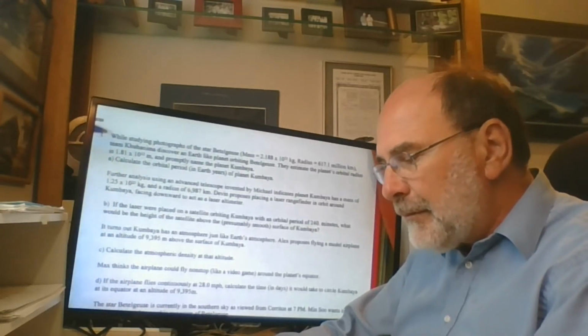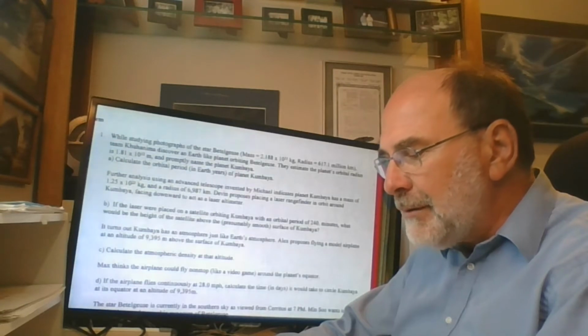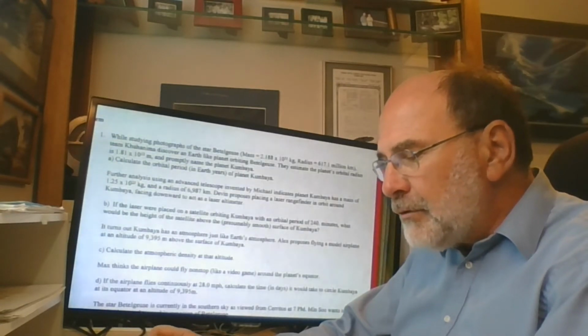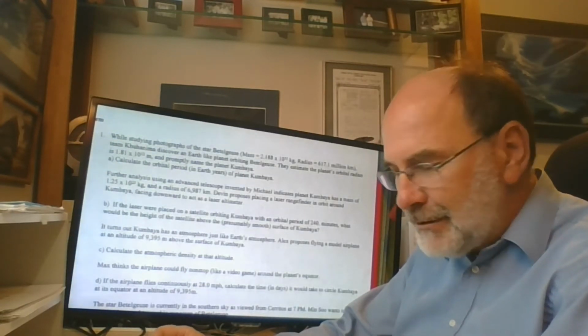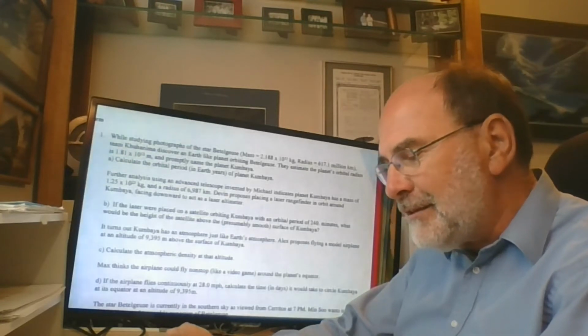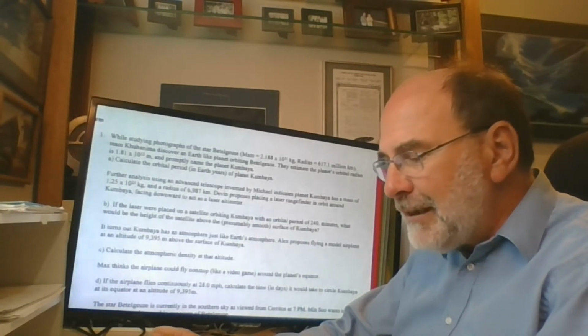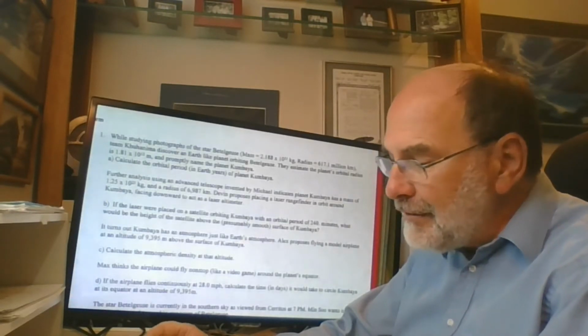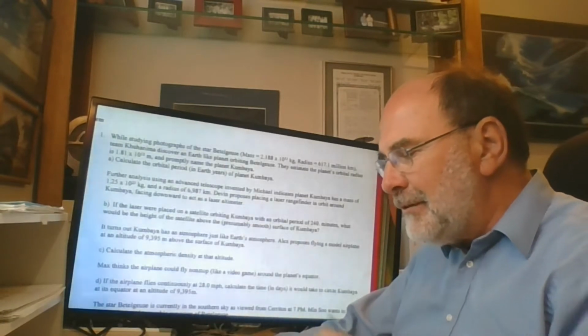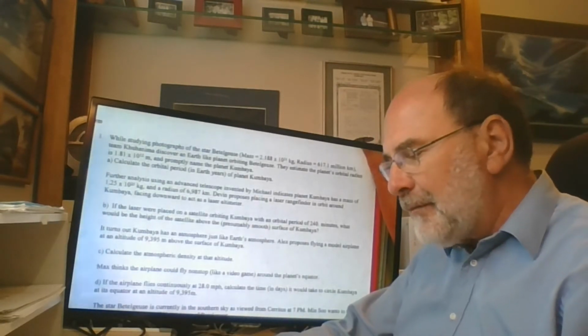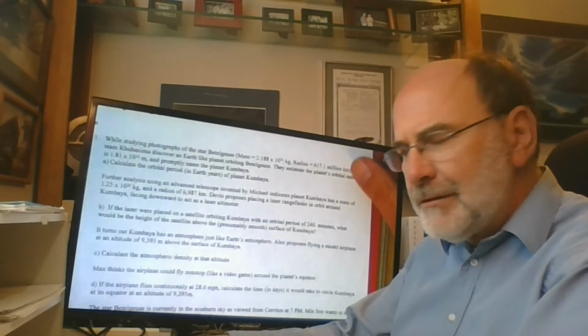So while studying photographs of the star Betelgeuse, Team Kunhanima, which is a combination of Kushi, Hana, and Fatima, discover an Earth-like planet orbiting Betelgeuse. They estimate the planet's orbital radius and name it Kumbaya. Calculate the orbital period in Earth years for this planet. All right, well, even the CP physics students have had that particular equation.